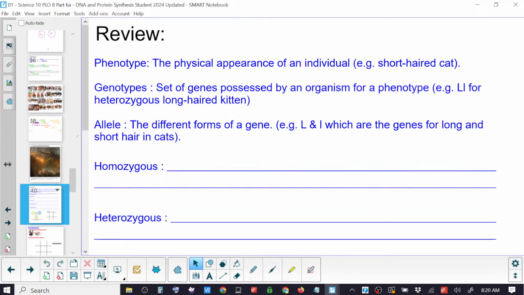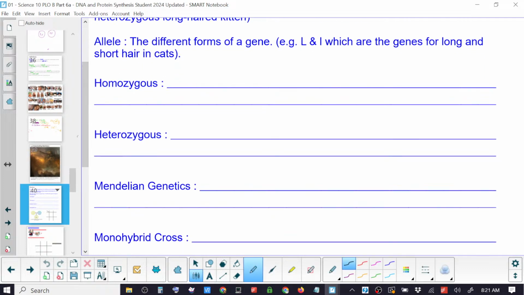So, review. Phenotype: the physical appearance of the individual, short-haired cat. Genotype: the set of genes possessed by an organism, capital L, lowercase l for a heterozygous long-haired kitten. Alleles are the different forms of a gene. You always use the same letter, uppercase and lowercase for dominant and recessive. Some new terms. Homozygous means the alleles are the same. So homo meaning the same. Heterozygous would mean that the alleles are different.